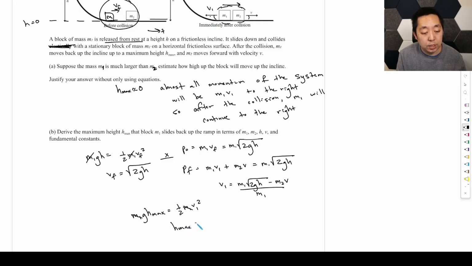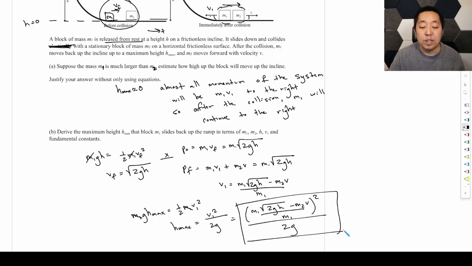H max is equal to v1 squared. There's a 1/2, and we're going to divide by g, over 2g. So it's going to be this thing squared divided by 2g here. So that's going to be our very, very messy equation for that. But that, in principle, is what you're going to do.